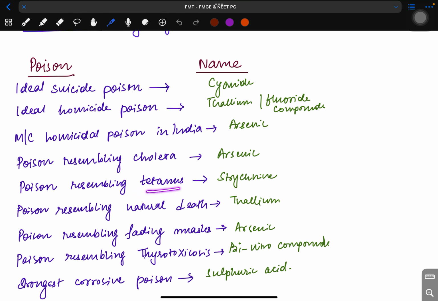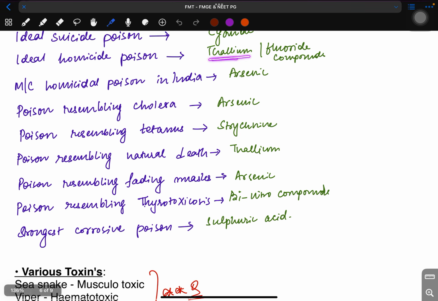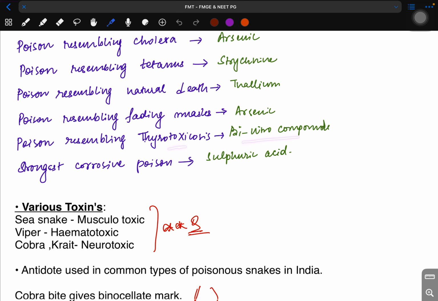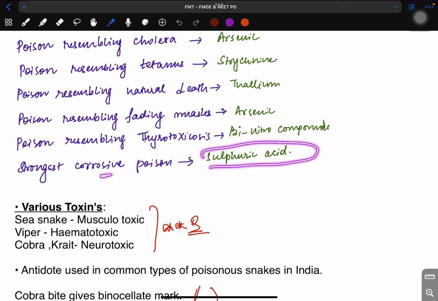Poison which resembles tetanus is strychnine. Poison which resembles natural death is thallium. Therefore, thallium is the ideal homicide poison, because if one person murders another person with thallium, it will resemble natural death. The poison which resembles fading measles is arsenic. Poison which resembles thyrotoxicosis is binitro compounds, and the strongest corrosive poison is sulfuric acid.